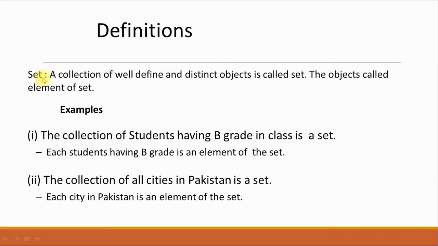What is a set? A collection of well-defined and distinct objects is called a set. The objects are called elements of the set. So there are two conditions: the collection must be well-defined and distinct.